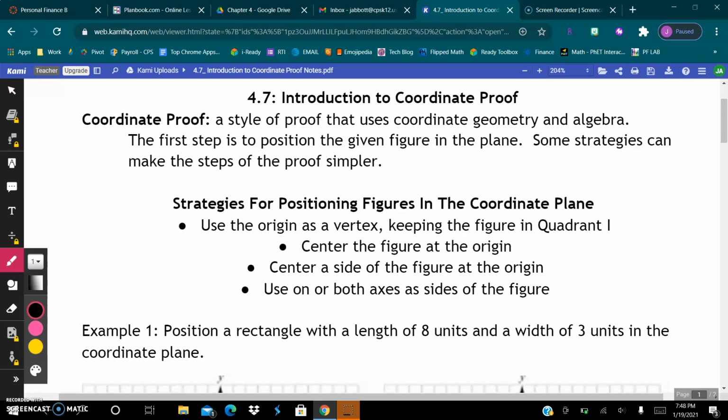So we have 4 strategies here. The first one is to use the origin as a vertex. So putting one of the points at 0, 0, and then keeping the figure in quadrant 1. The next one would be to center the figure at the origin so that the origin is in the exact middle of your figure. The third one is center a side of the figure at the origin. So just one of the sides, the middle of the side, is at the origin. And then the fourth is to use one or both axes as sides of the figure.